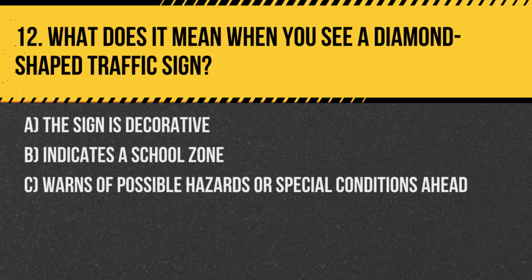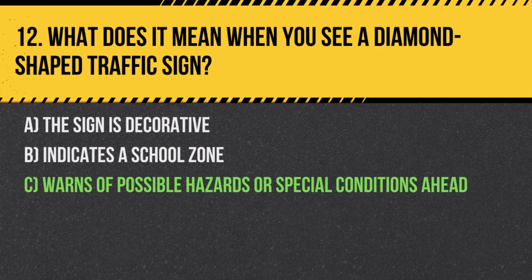Question 12. What does it mean when you see a diamond-shaped traffic sign? A. The sign is decorative. B. Indicates a school zone. C. Warns of possible hazards or special conditions ahead.